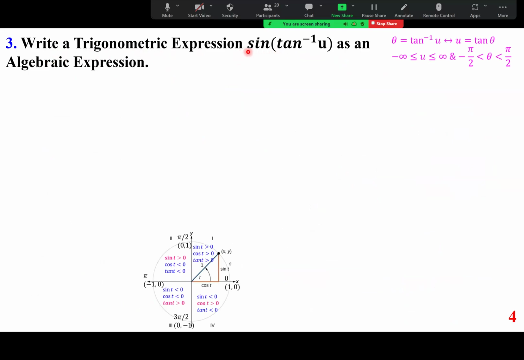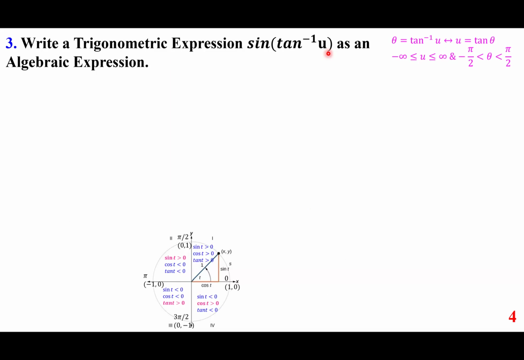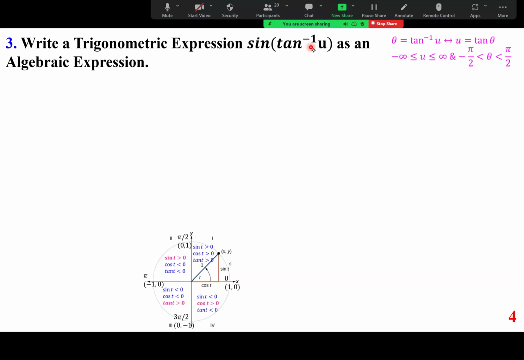Write the trigonometric expression sine of tan inverse of u as an algebraic expression. Tan inverse of u represents an angle and arc. Let it be theta, and therefore, by definition, tan of theta equals u, and we are looking for sine of theta. All of them in one shot. One more time. You let this be theta. That means tan of theta is u. That means you're looking to find sine of theta.